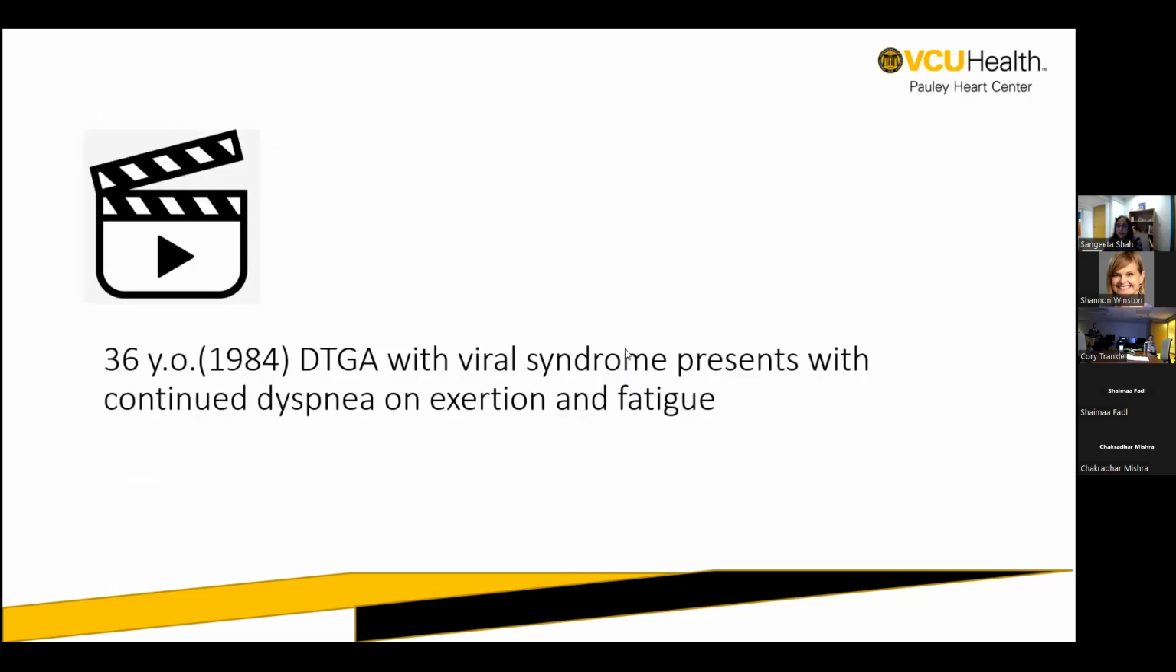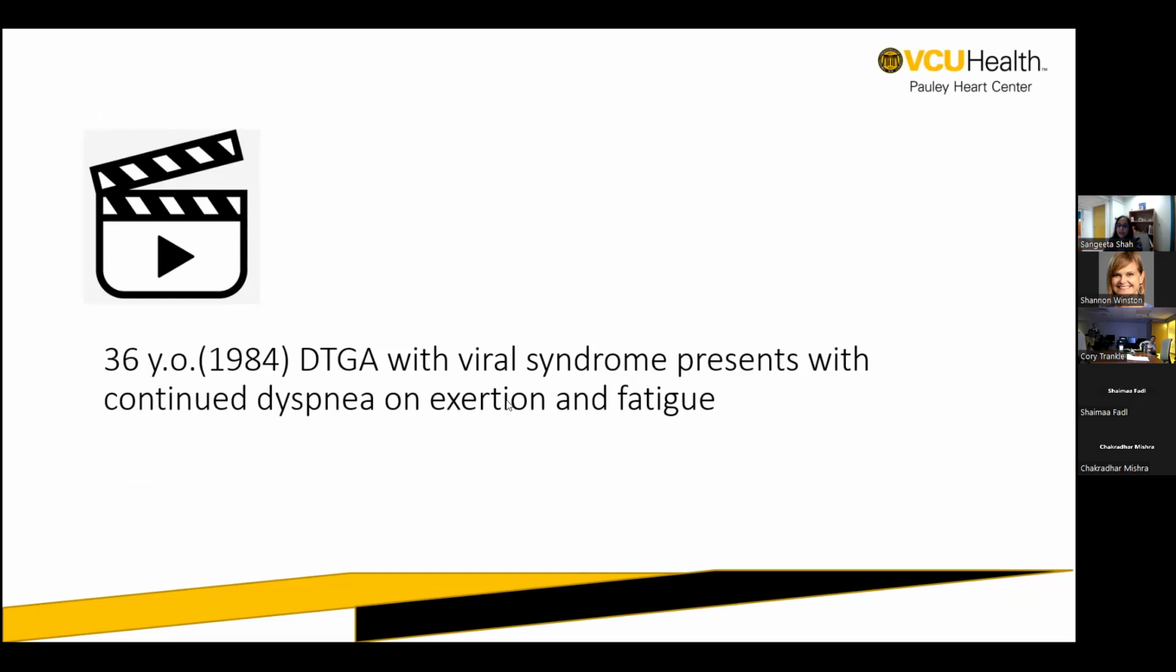So we're going to talk about cases. 36-year-old, born in 1984. I'm putting the age of when the MRI was done and the year they were born. So he has DTGA. All of my cases are going to have atrial switches, which is Mustard or Senning. Just to highlight, Mustard was foreign material, Senning was pericardial tissue. That's the main difference between the two.